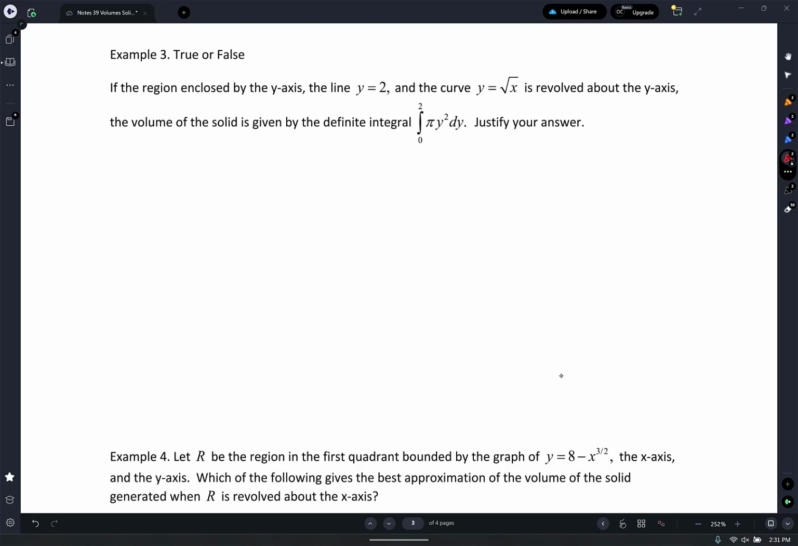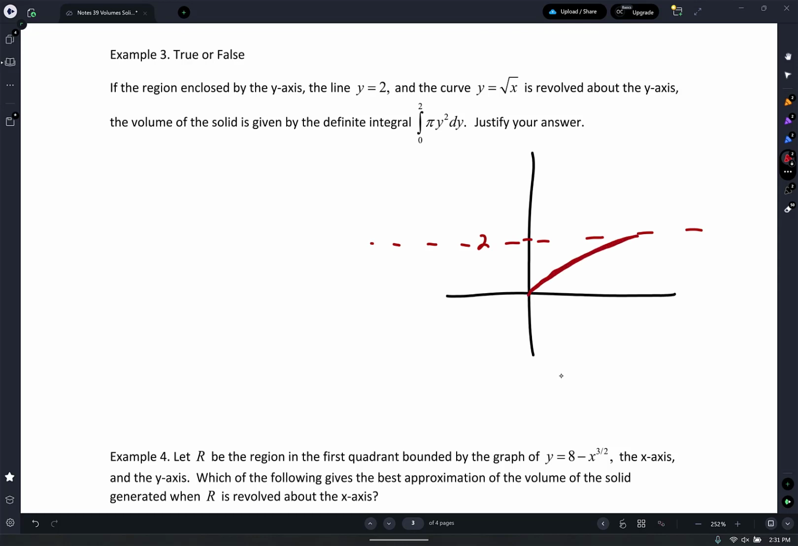So let's do this together, guys. Let's see. I'm going to do a sketch. Here's my sketch. Region enclosed by the line y equals 2. So here's y equals 2. The curve y equals square root of x. So here's y equals square root of x.